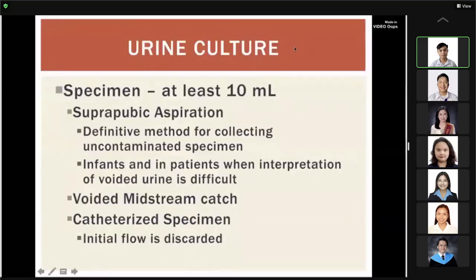For the urine culture, the volume of the specimen should be at least 10 ml. The definitive method for collecting an uncontaminated specimen is by doing suprapubic aspiration. The commonly submitted specimen, however, is the voided midstream catch. A catheterized specimen can also be used, but we have to discard the initial flow because it is likely contaminated.